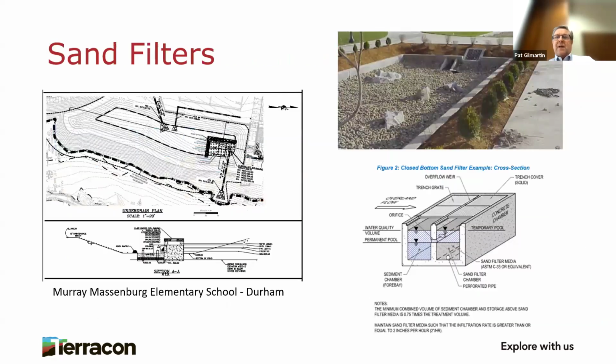Sand filters. Sand filters can be open bottom basins or closed bottom boxes. They need to be above the water table to stay dry. The sand media in them filters the pollutants. Open bottom basins often rely on the infiltration of the underlying soils, but they don't have to. And these also require a 2-foot minimum separation from the seasonal high water table.